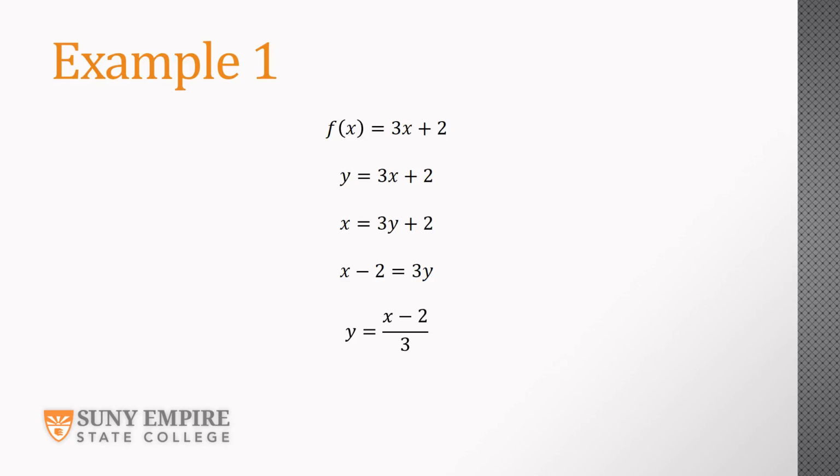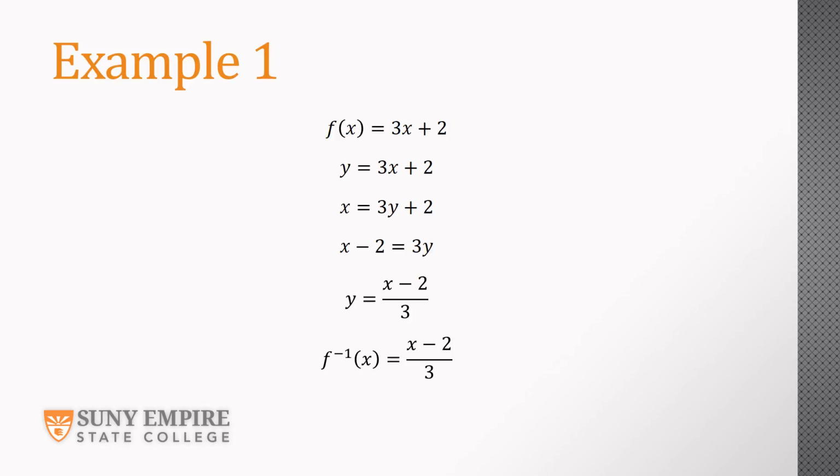Dividing both sides by 3, we have the quantity x minus 2 divided by 3 equal to y. Since we have successfully solved for y, we have found the inverse. So f inverse of x equals the quantity x minus 2 divided by 3. But what if we have to find the inverse for a more intense function?